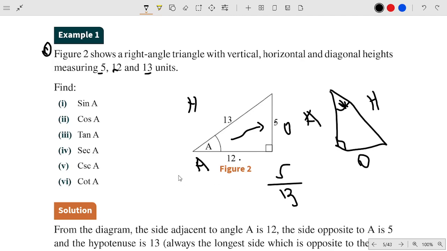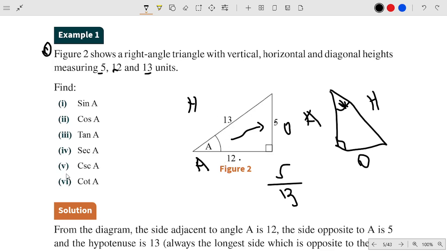Simple as that. Now we have sec, which happens to be the reciprocal of cos. Since cos is equal to adjacent on the hypotenuse, which is 12 on 13, it means that sec A will be 13 on 12.